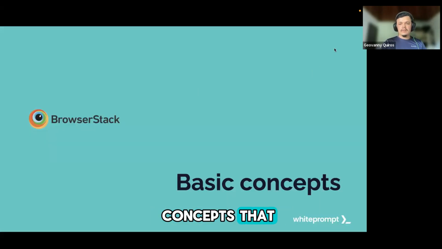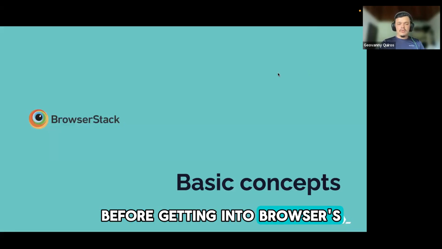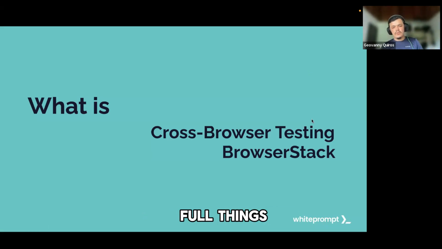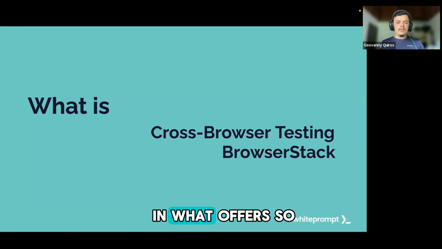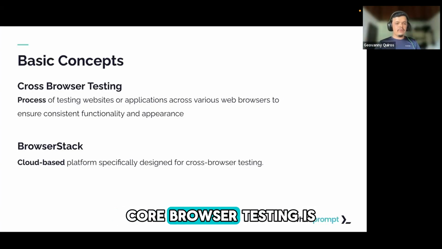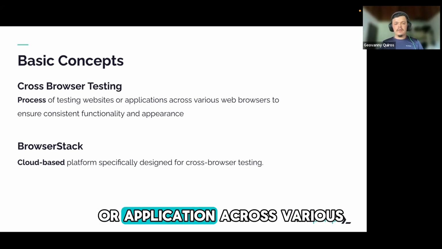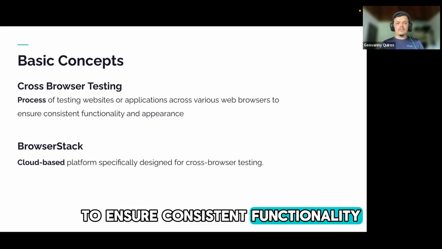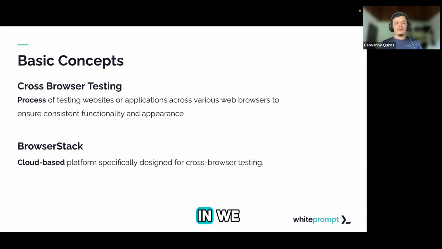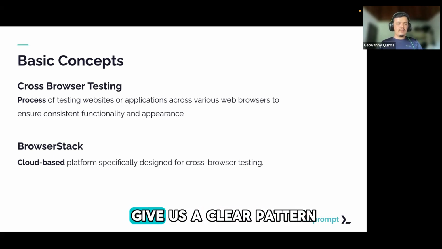Let's see some basic concepts that we might need to cover before getting into BrowserStack itself. We will explain two things: what cross-browser testing is, and BrowserStack itself, what it is and what it offers. Cross-browser testing is the process of testing a website or application across various web browsers to ensure consistent functionality and appearance. And this is actually what we are doing, and we add this value proposition to our customer, which is, let's do this cross-browser testing. And then the tool, BrowserStack, is a cloud-based platform specifically designed for cross-browser testing. So it is a perfect match for a solution for our current problem. Those simple things give us a clear path on how to fix things.